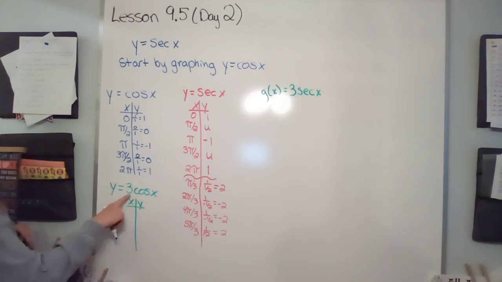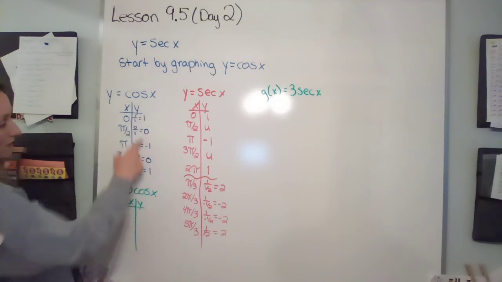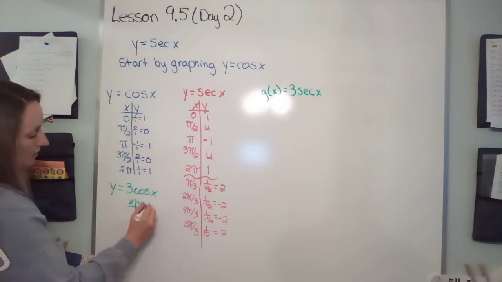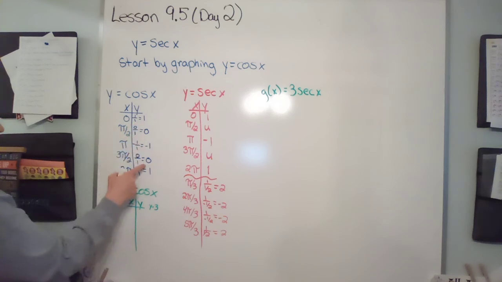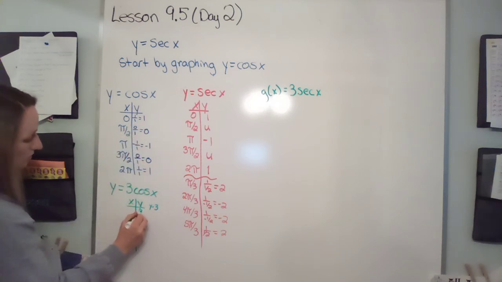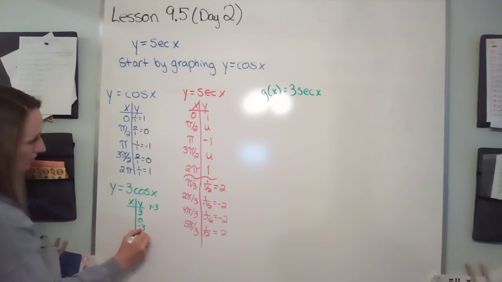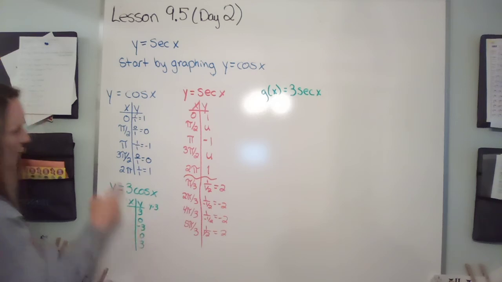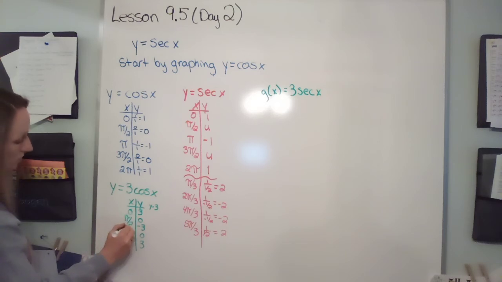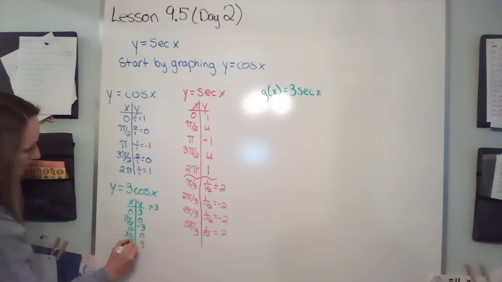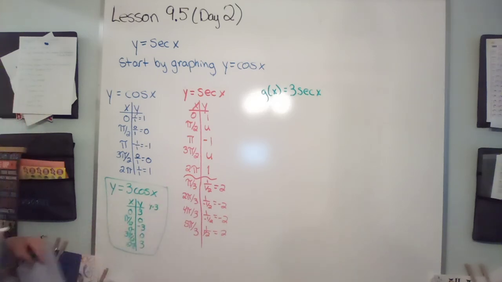So the 3 means there's a vertical stretch of 3. So all of these y values have to be multiplied by 3. So y times 3. So it's going to be 3, 0, negative 3, 0, 3. My x's stay the same: 0, pi over 2, pi, 3 pi over 2, and 2 pi. Okay, that is going to be one of the tables that I use when I go to graph.